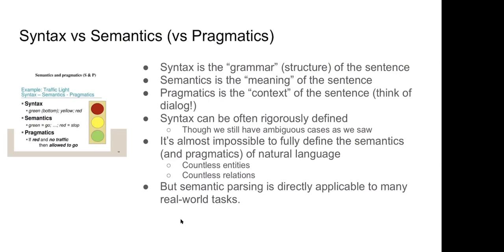Syntax can oftentimes be rigorously defined. Although we still have some ambiguous cases, we saw that, right? And it depends on the meaning of the sentence. But essentially, syntax is very rigorous compared to semantics, because you might have several possible options, but it's not like you have millions of possible options, so it's still possible to define your options, right? But in semantics, it's much more difficult to define. There are countless entities, countless relations, and you have to have some world knowledge to be really sure about the semantics. So in that sense, syntactic parsing is at least a well-defined problem, but for semantic parsing, oftentimes even defining the problem is very difficult.